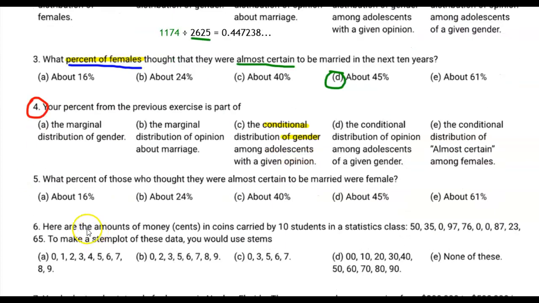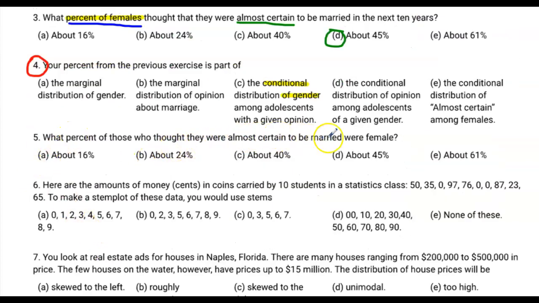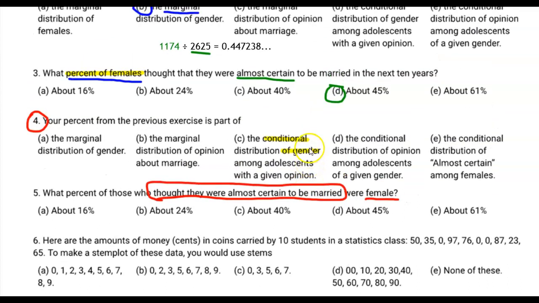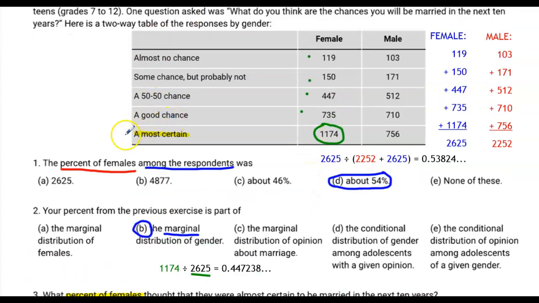Not too shabby. For question 5, what percent of those who thought they were almost certain to be married were female? So percent of those who thought they were almost certain to be married. Now my total is all of the people who thought they were almost certain to be married. Female is now my numerator, the females in that particular opinion. So going back to the chart, we're looking at the almost certain to be married row. Almost certain to be married is this row right here. So among all of these people, how many of them were female?